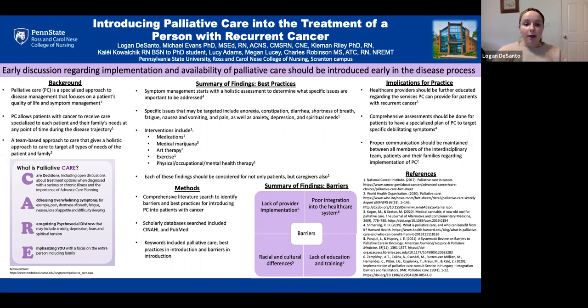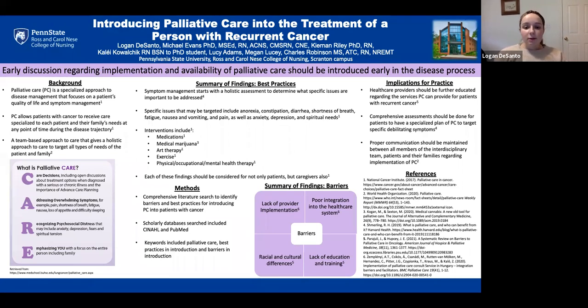And one really important thing that I wanted to highlight in my banner was that early discussion regarding the implementation and availability of palliative care should be introduced early on in the disease process. This allows patients to have a clear meaning of what palliative care is and what services can be provided to patients and the caregivers as well.